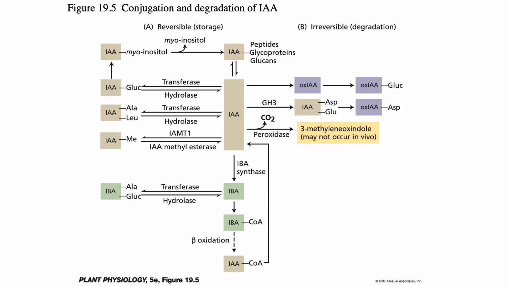These are conjugated forms of auxins. Double arrows indicate reversible reactions, or conjugation and deconjugation. Single arrows indicate irreversible pathways leading to degradation or catabolism of auxin.